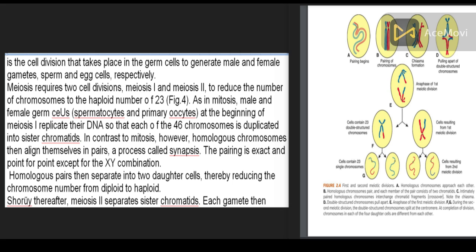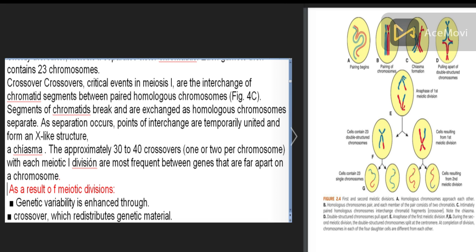The pairing is exact and point for point except for the XY combination. Homologous pairs then separate into 2 daughter cells, thereby reducing the chromosome number from diploid to haploid. Shortly thereafter, in meiosis II, the cells divide again and separate sister chromatids. Each gamete then contains 23 chromosomes.